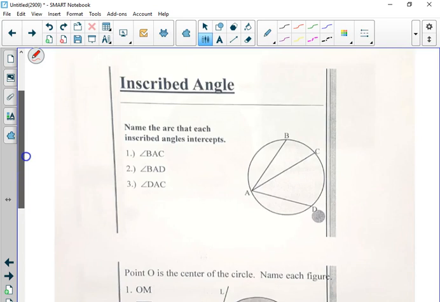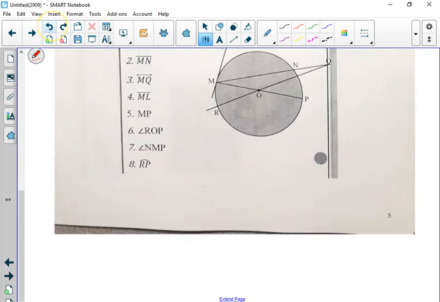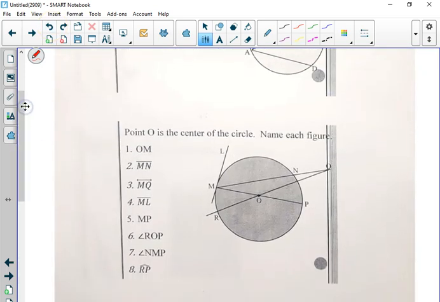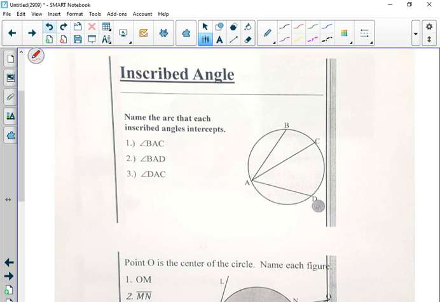Okay, inscribed angle. Here we go. An inscribed angle. It says name the arc that each inscribed angle intercepts. Now, an inscribed angle is inside the circle, but not starting at the vertex. So BAC, let's look at that. BAC. That's this angle right here.